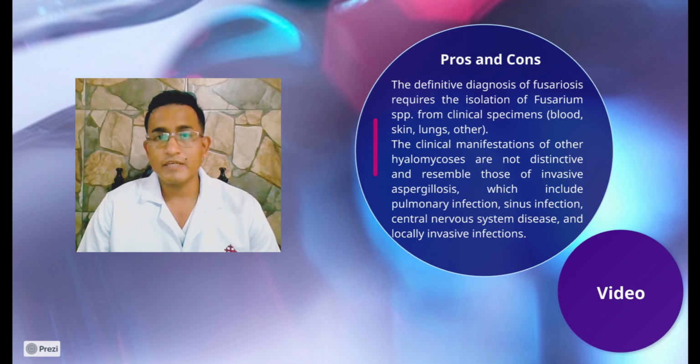Pros and cons. The definitive diagnosis of fusariosis requires the isolation of Fusarium spp. from clinical specimens: blood, skin, lung, and others. The clinical manifestations of other hyalohyphomycoses are not distinctive or resemble those of invasive aspergillosis, which include pulmonary infection, sinus infection, central nervous system disease, and locally invasive infection.